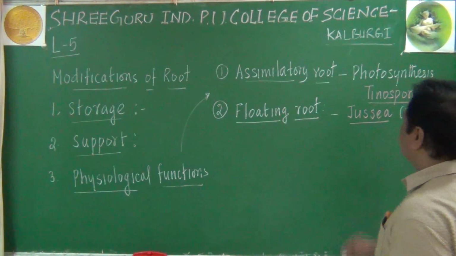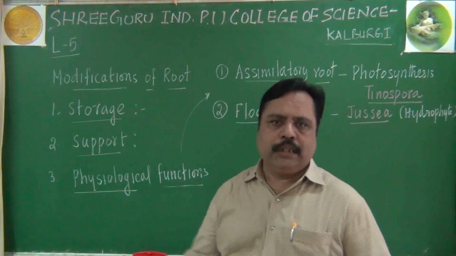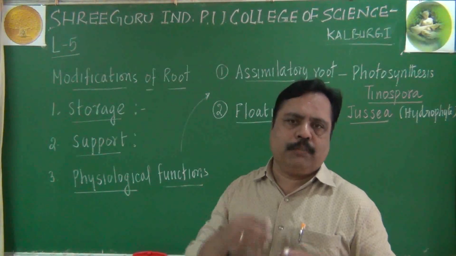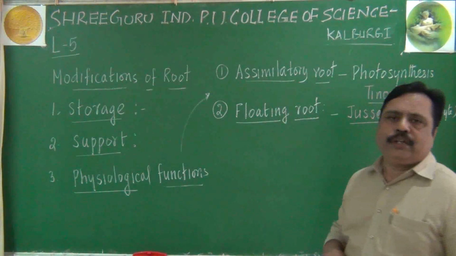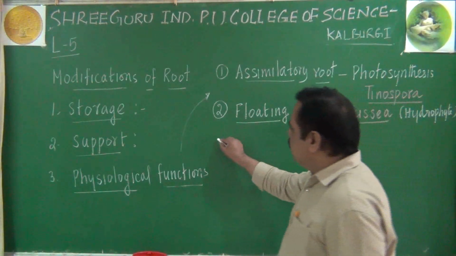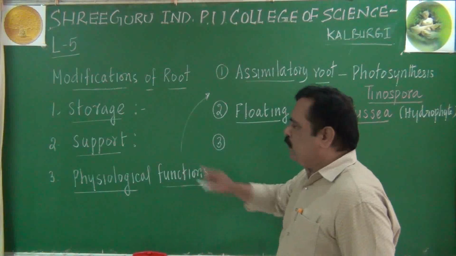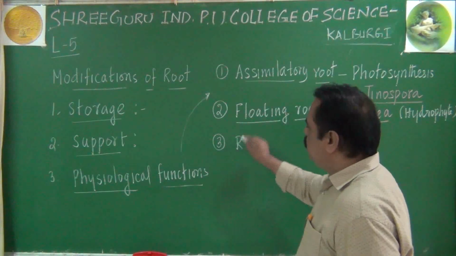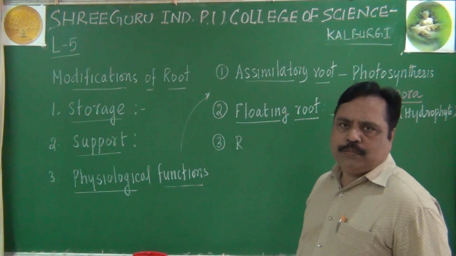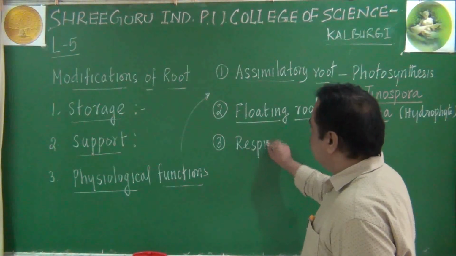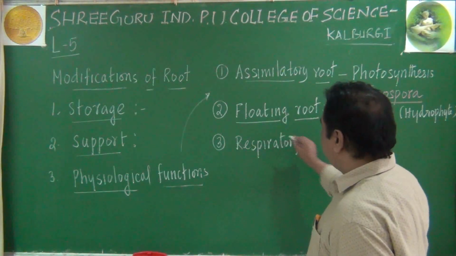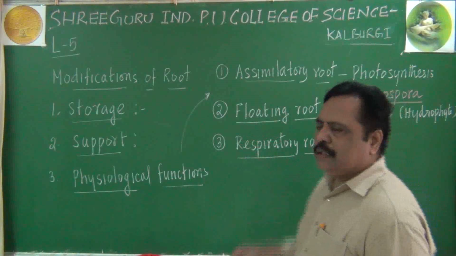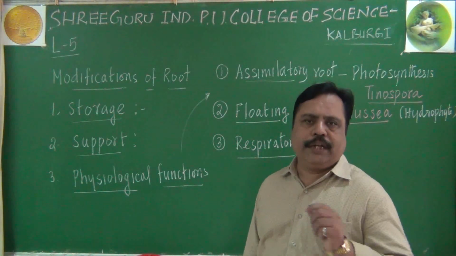What are hydrophytes? The plants which live in water. Such plants are able to float in the water because of the special modified root, known as floating root actually. Even there is an example given in your textbook for another type of physiological function. Some of the roots are able to perform respiration also. So they are called respiratory root, remember. Some other kind of roots perform respiration. So respiratory root is the third type of physiological function I would like to tell you here.